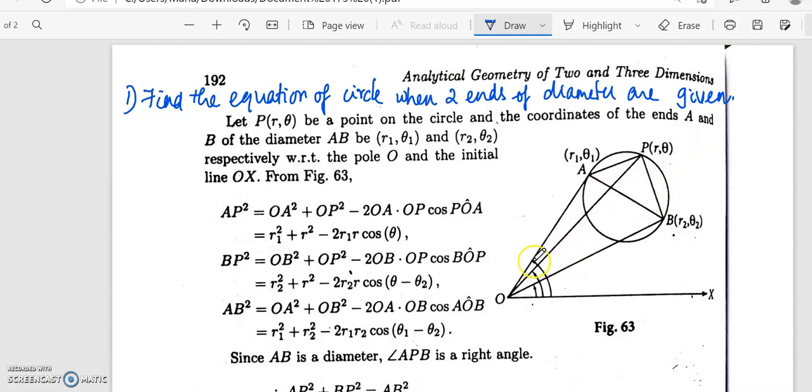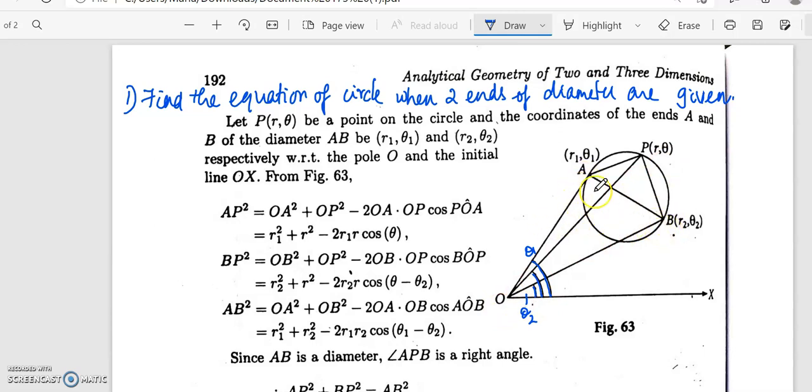The angle AOX will be theta 1, so the bigger angle is theta 1, this angle will be theta, and this angle is going to be equal to theta 2. Here the line segments are joined. So we have the line segments OA, AP, PB, then OP and OB.